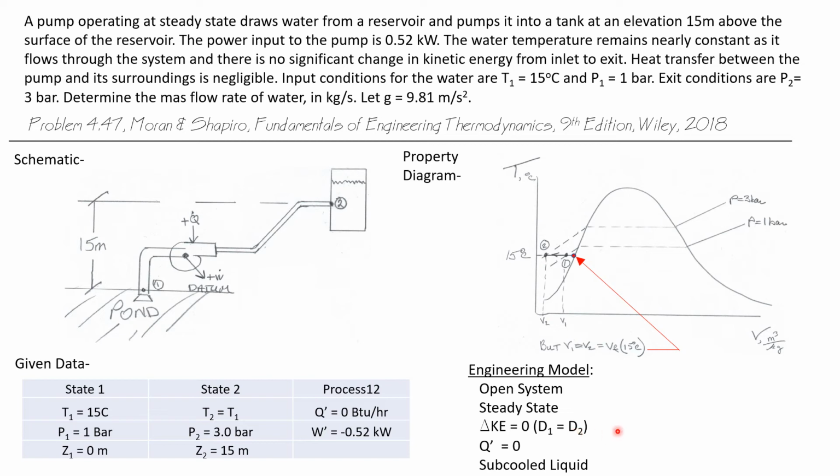So let's see how we're going to model this. It's going to be an open system operating at steady state. The change in kinetic energy was given as 0, and we'll assume that the diameter of the pipe is constant. We were also told there was no heat transfer into or out of the system. And as already mentioned, we're going to treat this as a subcooled liquid. And our chore is to find the mass flow rate in this problem.